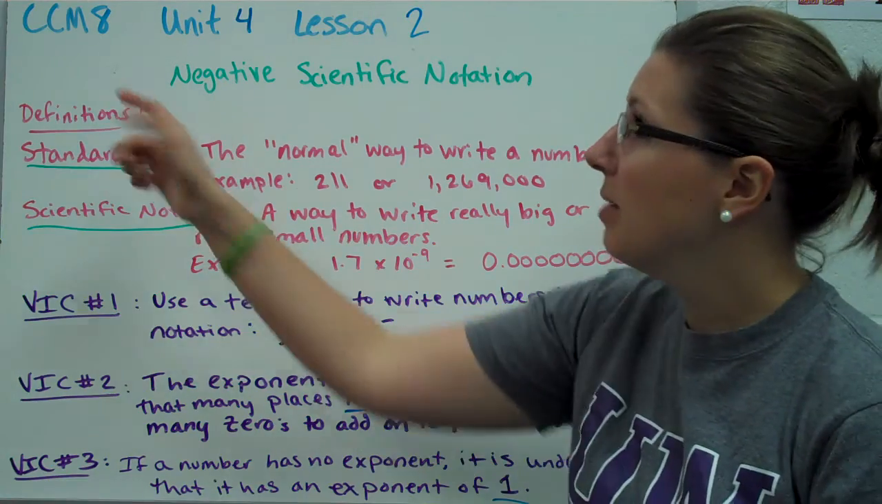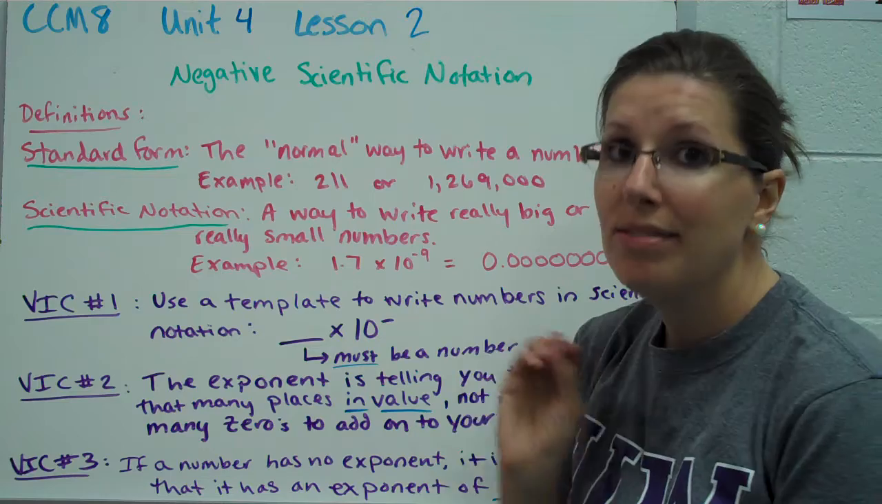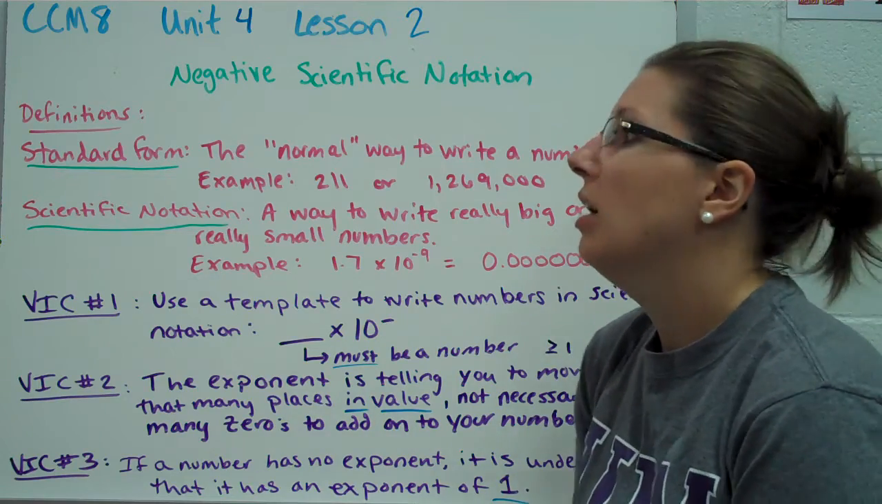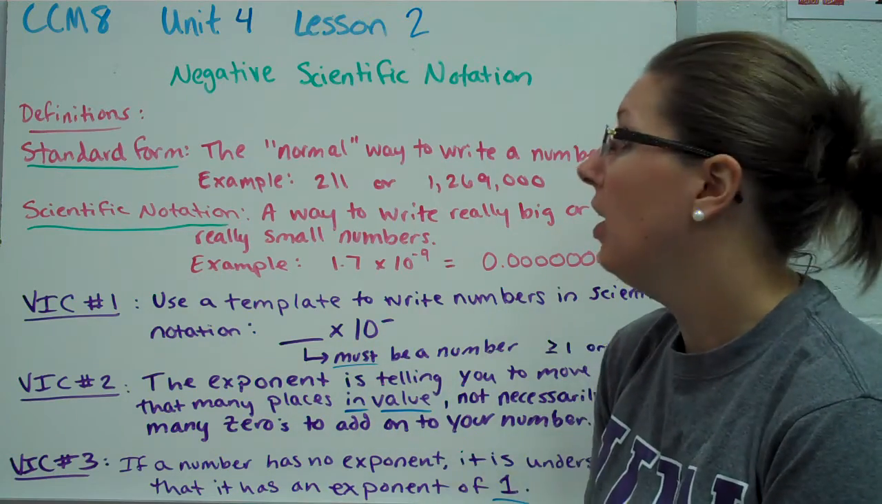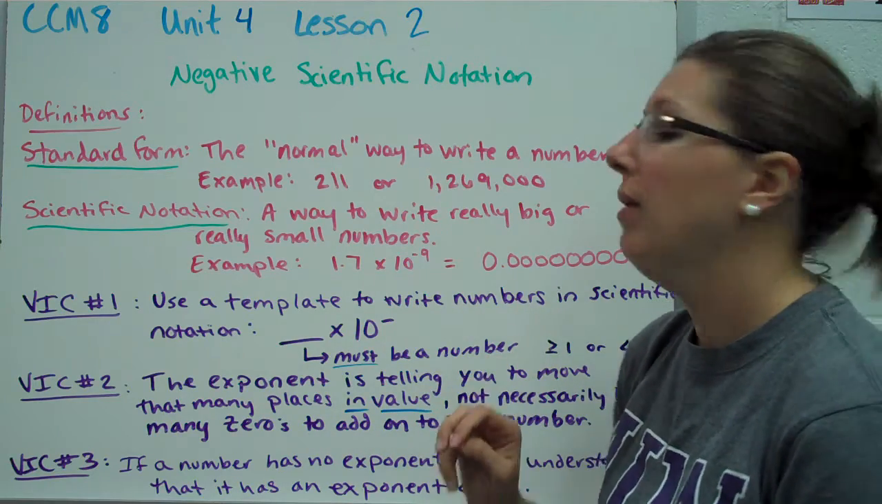Hi, today we're talking about CCM8, Unit 4, Lesson 2, Negative Scientific Notation. It's just some definitions overall. Standard form of a number is basically the normal way we write numbers.